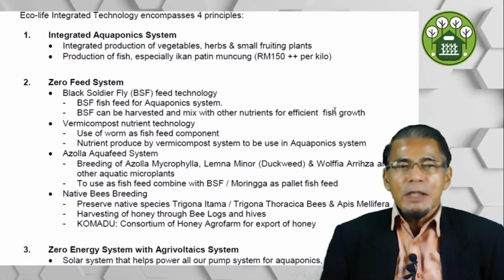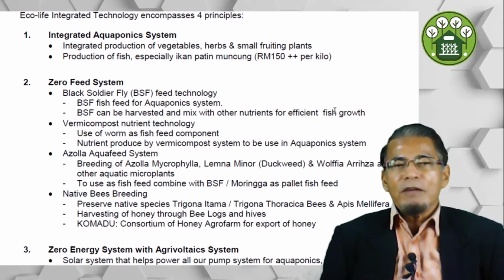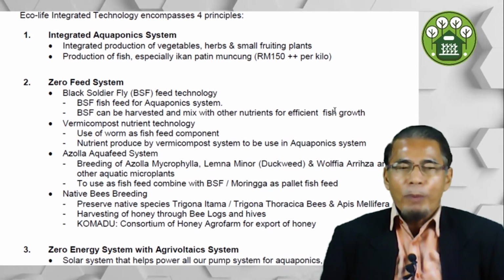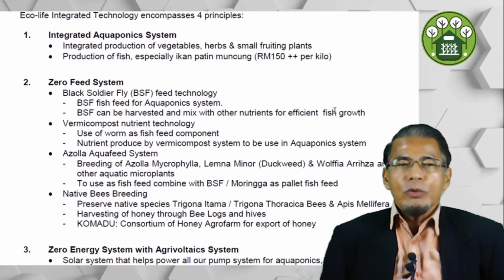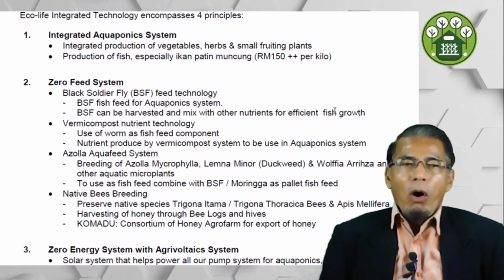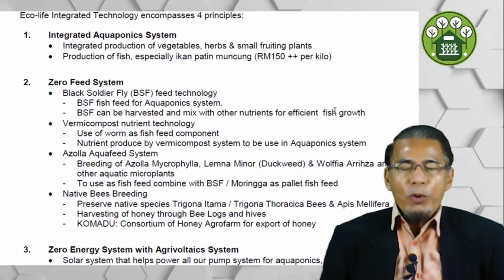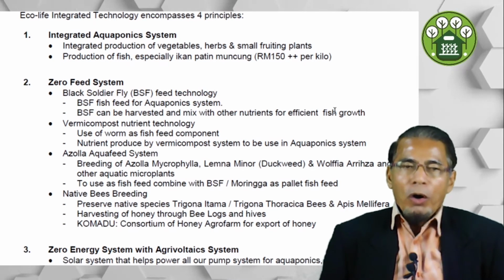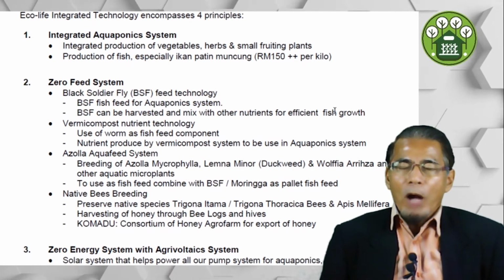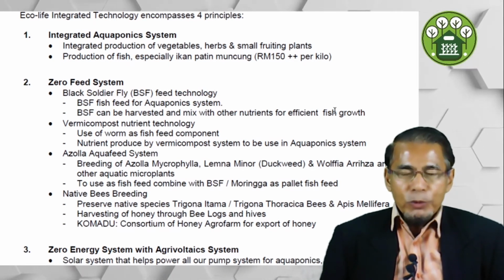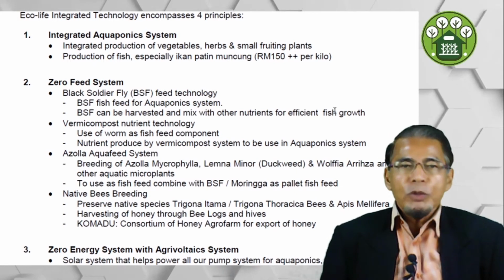The second one is vermicompost technology. Again, we have this commercial vermicompost technology, and you can be a vermicompost aquapreneur. Then you can use the worms as a fish feed, or you can use the vermicompost to fertilize your system in terms of fertigation. Aquaphonic fertigation system, where you use vermicompost. Again, you produce organic fruits.